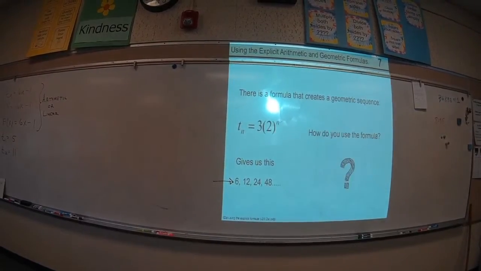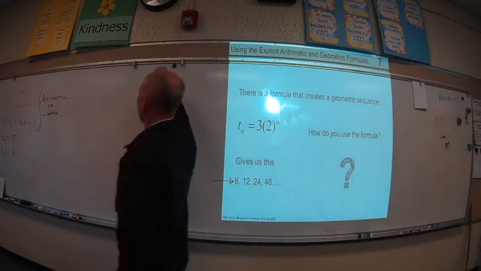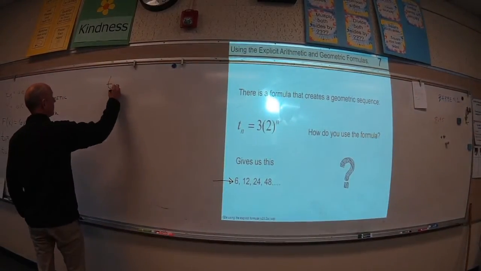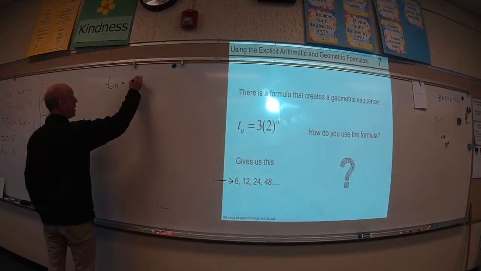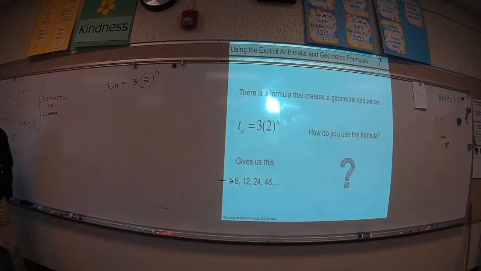Let's look at this one. T sub n equals 3 times 2 raised to the n power. And somehow that generates 6, 12, 24, 48. How? How did it generate a 6? Let other people think about it. How did that 6 come into existence?